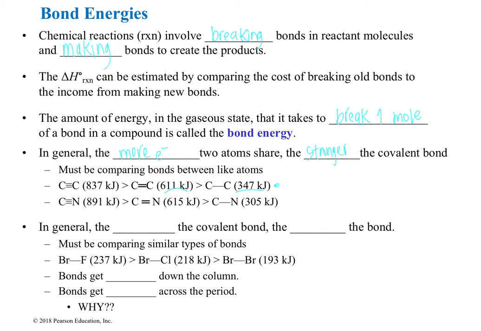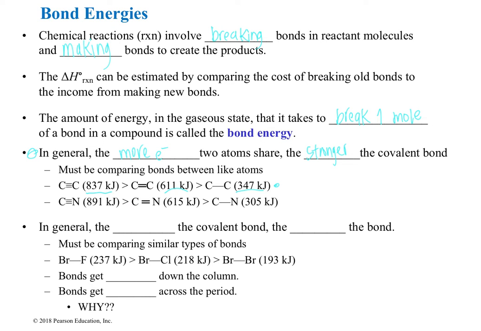And so you can see that as we increase the number of bonds that are shared, or electrons shared, it's getting stronger. And that goes with carbon and nitrogen as well. So that's bonding, so there's one way. And then another way is we can compare different sizes.